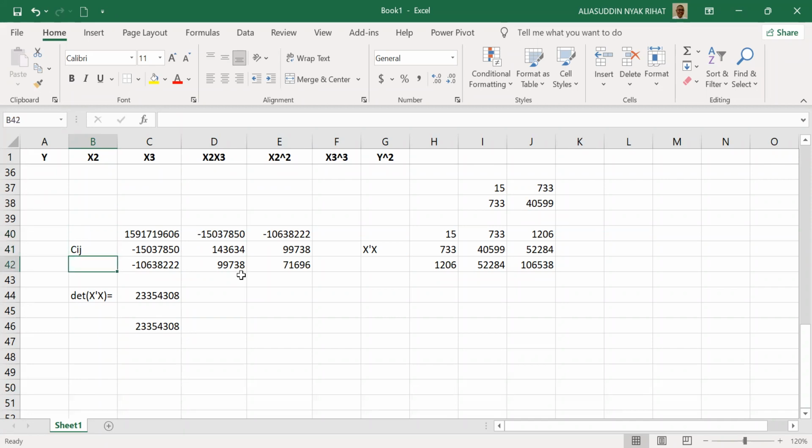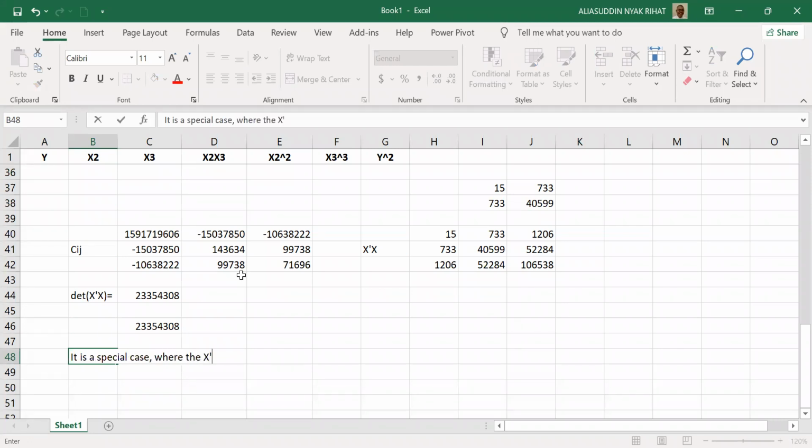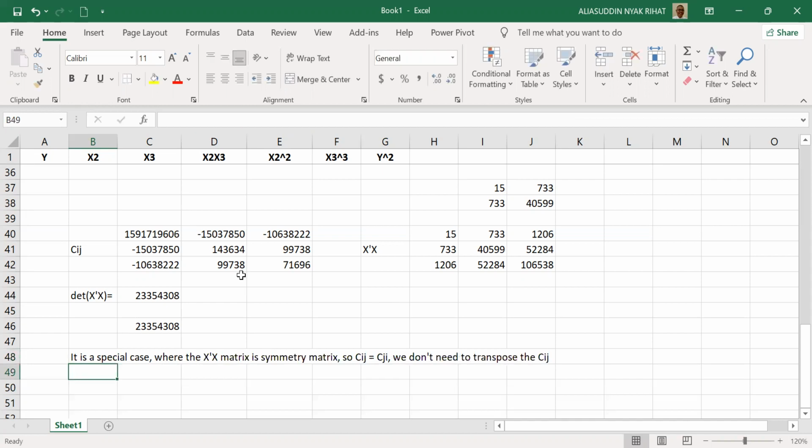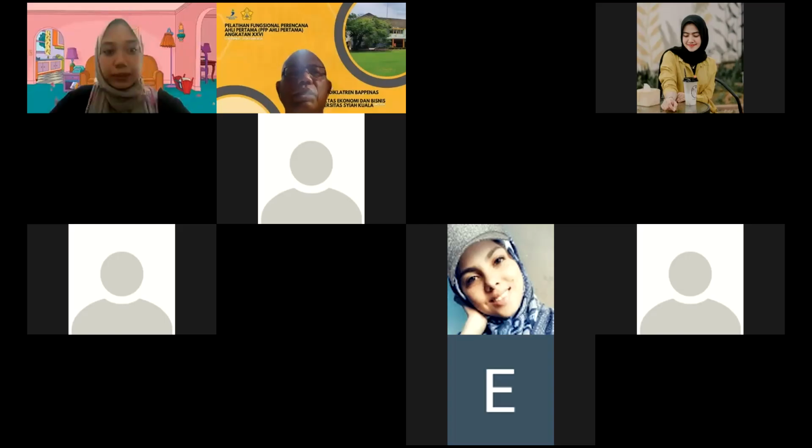To transpose this one, it's the same. It is a special case, where the x prime x matrix is a symmetry matrix. So Cij is equal to Cji. We do not need to transpose the Cij. You get it? Yes, sir. This is a special case. Not every matrix is like that. For a symmetry matrix, we transpose and it's just the same.